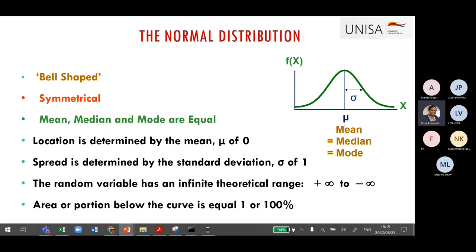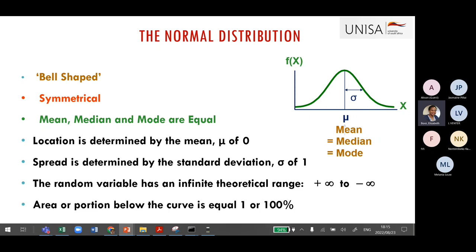And when we talk about normal distribution, it's a bell-shaped curve. And you will notice that sometimes in your assignments and in your exam, you will be given questions with a bell-shaped curve, and they will ask you to answer certain questions. So it's a normal distribution that they've given you, and they will expect you to answer questions based on that.